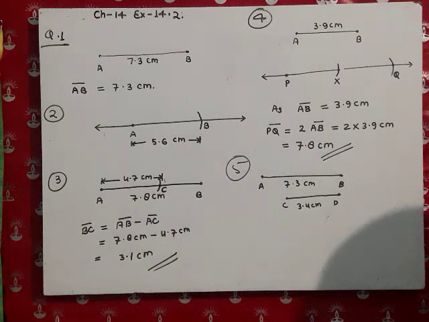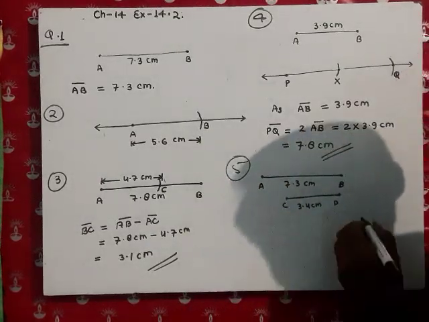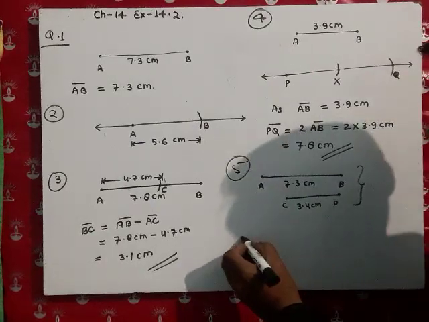Now the question is saying that you have to construct a line segment XY such that the length of XY is equal to the difference between the length of AB and CD. So what you have to do? Here, this is only for understanding. Now I am going to the construction.